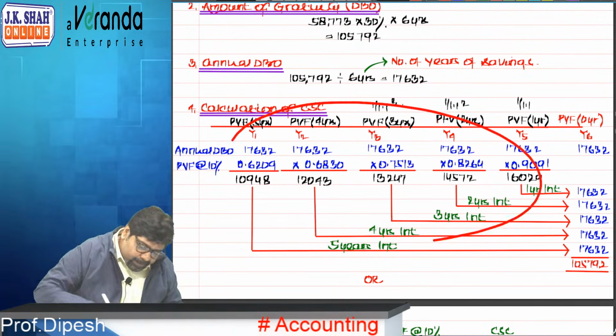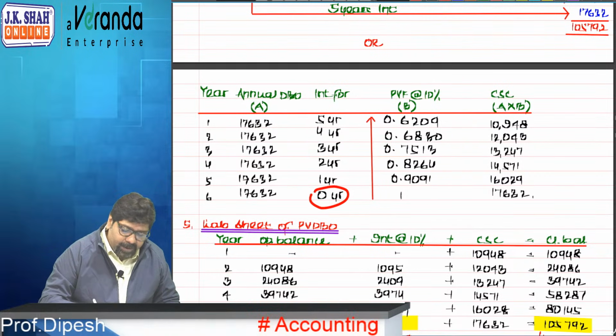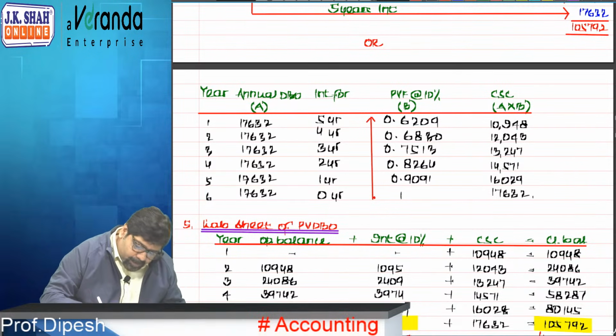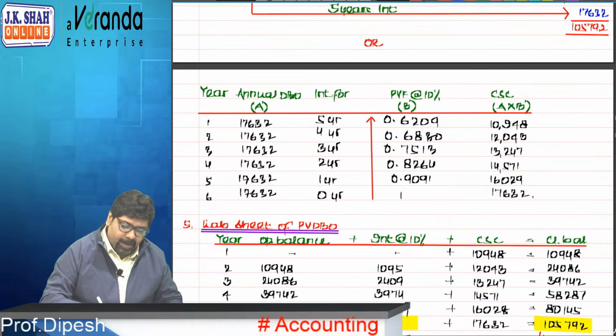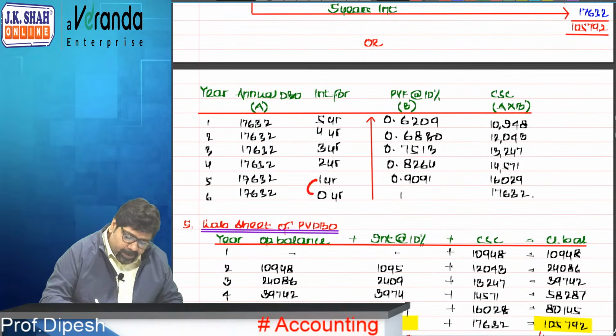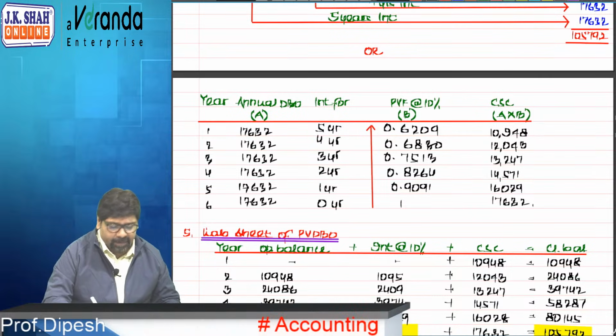But obviously this way you cannot show in the examination. In the examination, how will it be? Year, annual DBO, interest for 0 years, last year, interest for 1 year, 2 years, 3 years, 4 years, 5 years. So when you are calculating discounting factor, you will go from year to year. 0 is 1, 1 year ka discounting rate, 2 year ka discounting rate, 3 year ka discounting rate, 4 year ka discounting rate, 5th year ka discounting rate. Why 1 year ka? Because you will get interest only for 1 year, interest for 2 years, interest for 3 years, interest for 4 years, interest for 5 years.